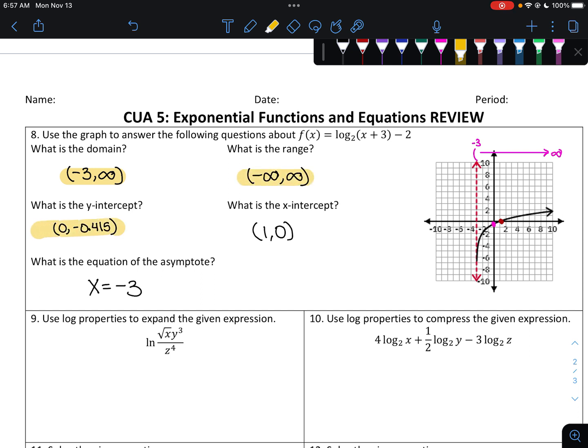So you do need to make sure that you're able to type this in the calculator and at least able to find the x and y intercepts using the calculator. If you hit second graph and look at the table, you will see at -3, it starts saying error, and that's how we can get the asymptote.